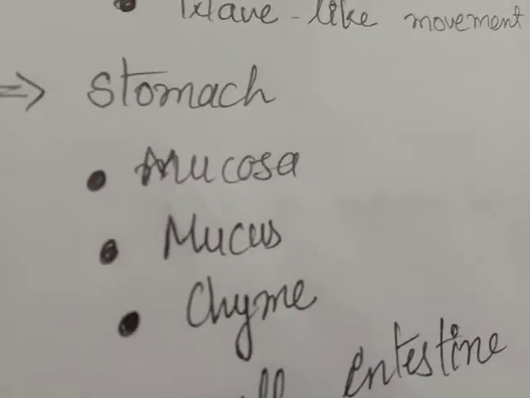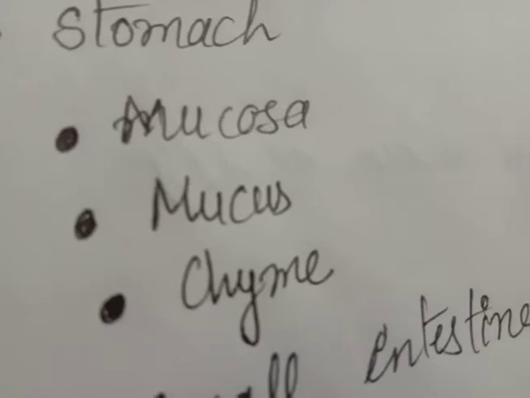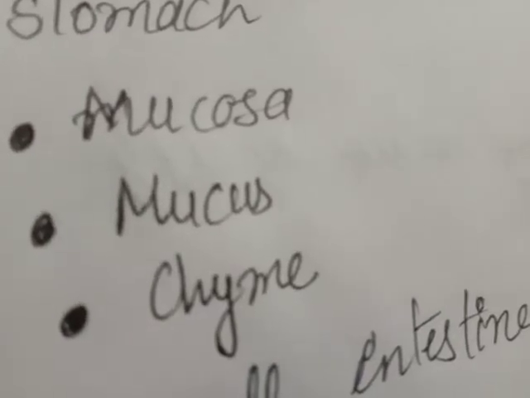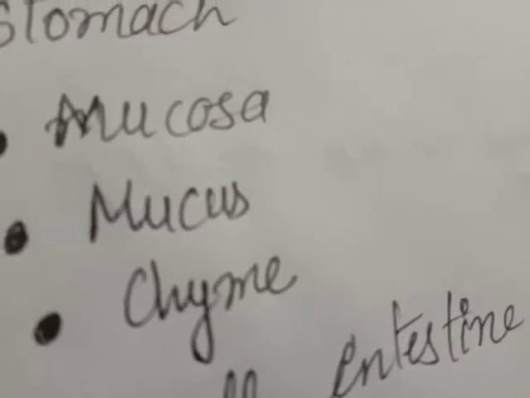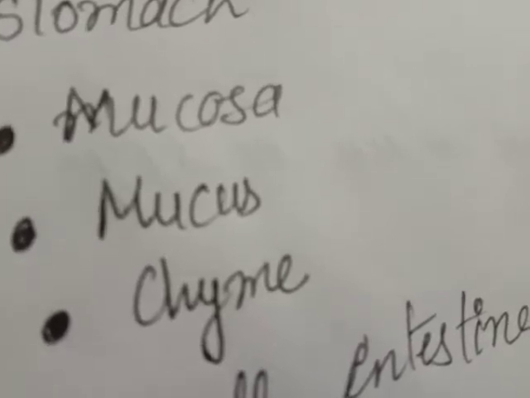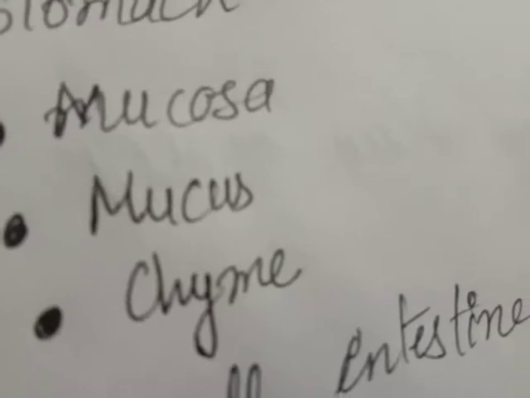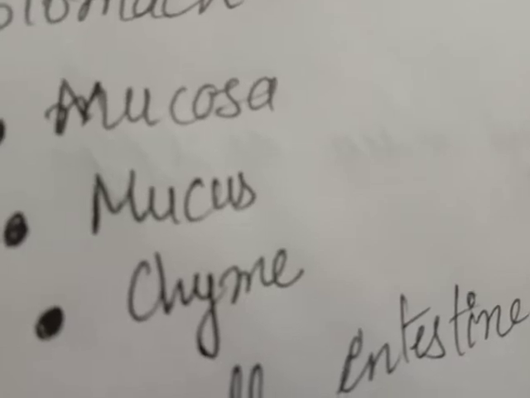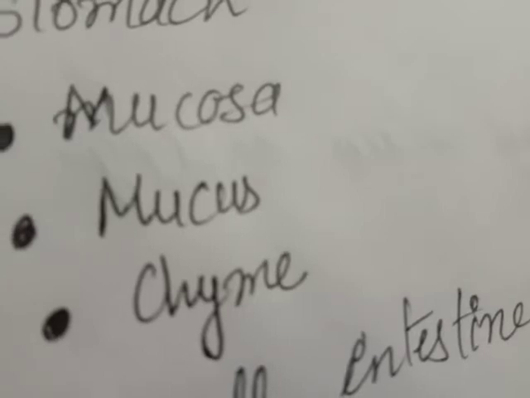Now come to the stomach. The stomach is a bag-like organ made of muscles. The walls of the stomach are lined with membranes of mucosa. The mucosa secretes mucus which protects the inner lining of the stomach. Food is churned and made into a paste in the stomach.